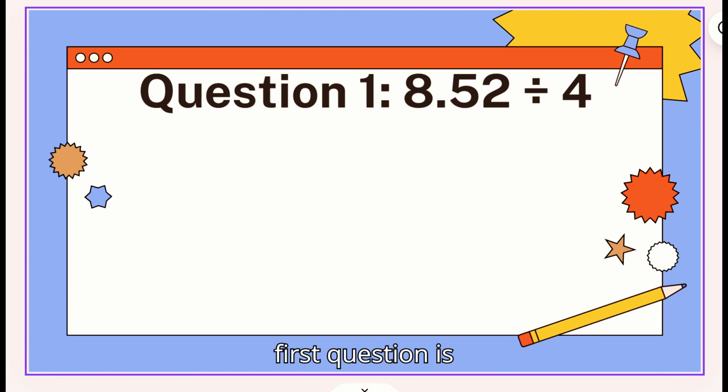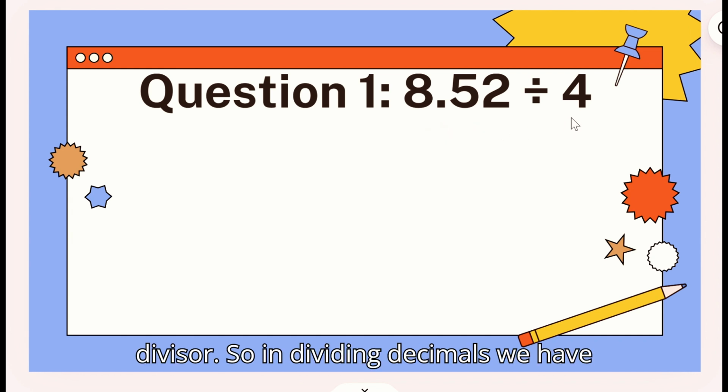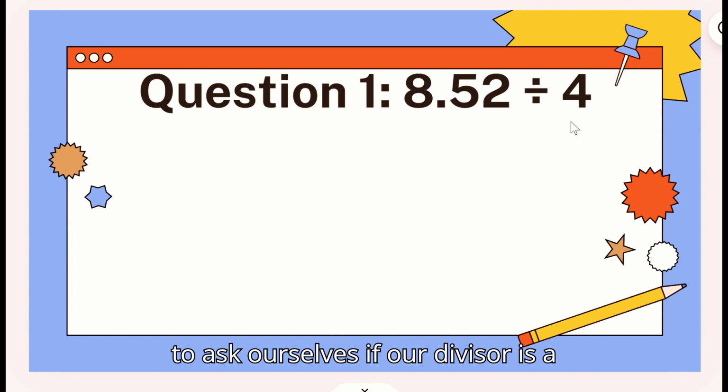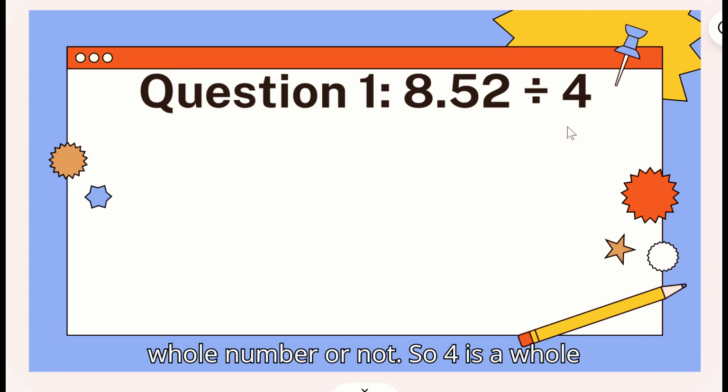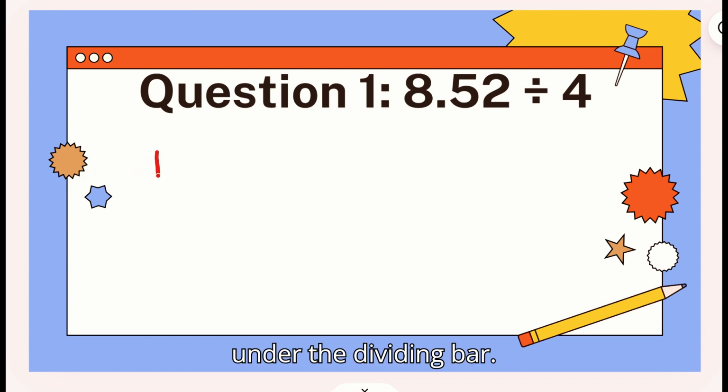So our first question is 8.52 divided by 4. In this case, 8.52 is our dividend and 4 is our divisor. When dividing decimals, we have to ask ourselves if our divisor is a whole number or not. So 4 is a whole number. So I'm going to put my numbers under the dividing bar.